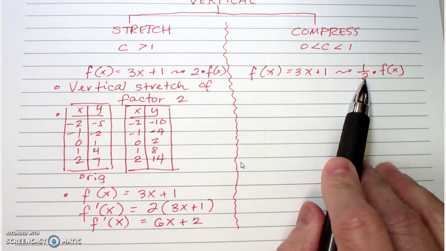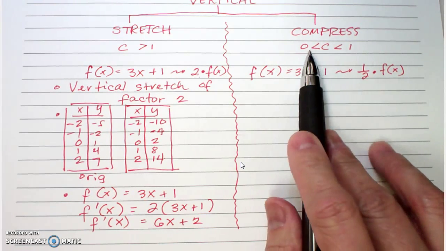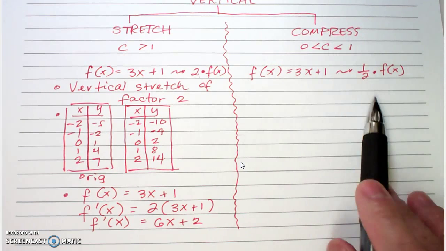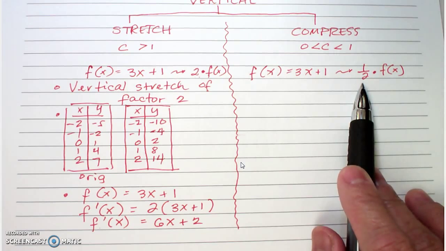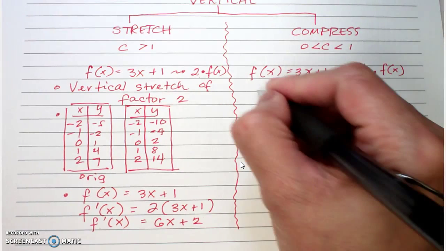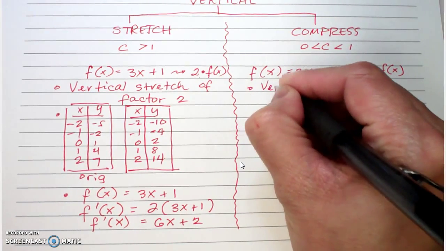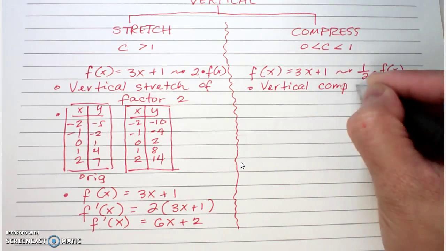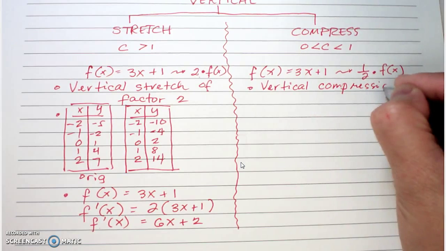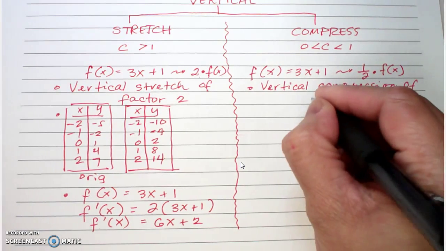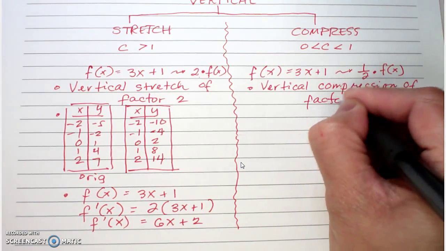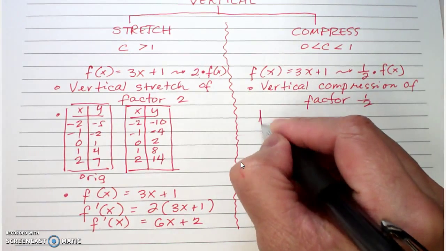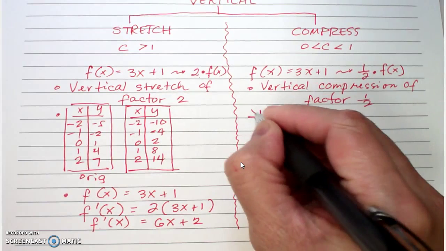Since your number is greater than 0 but less than 1, that is now a vertical compression, which means you're shrinking your function. So how would this be described? It would be described as a vertical compression of factor 1/2. Your table will now look like this.